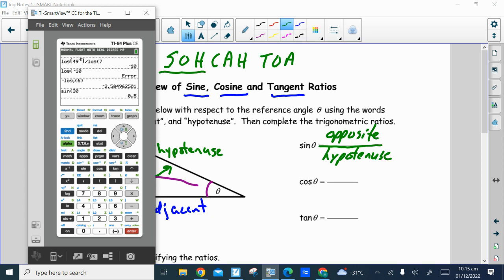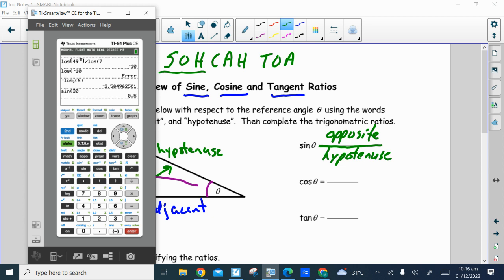Anyone's not working? You have to be able to know how to do this because you're going to be using these buttons in order to answer questions, to find missing sides and missing angles in right triangles. When you take the sine of 30 degrees, you have to get 0.5. That tells me that your calculator is in the right mode and that it's working properly.